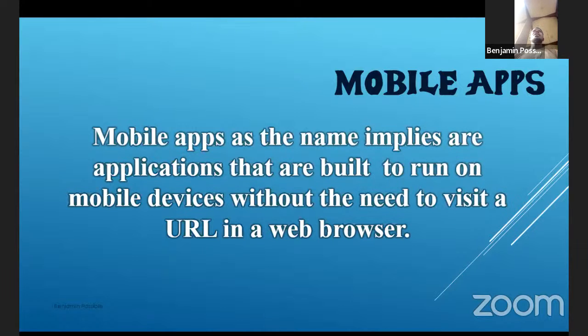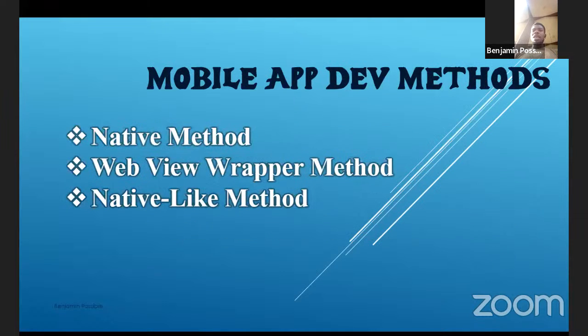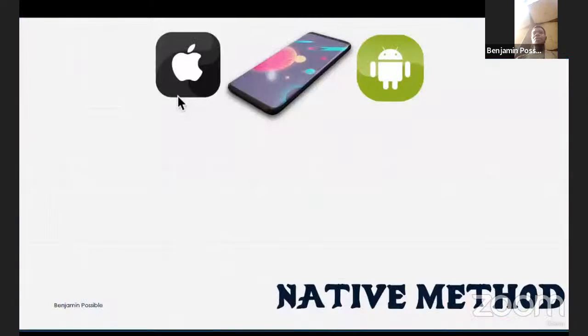So what I was saying is mobile development is creating applications that can run directly on mobile phones, as we all use mobile apps today in our various phones. We're going to be looking at different methods: the native methods, the web view wrappers, and the native-like methods. We'll explain in detail as we go on.